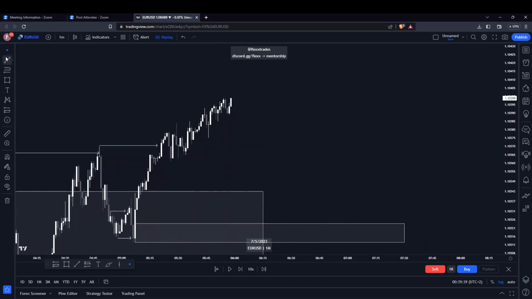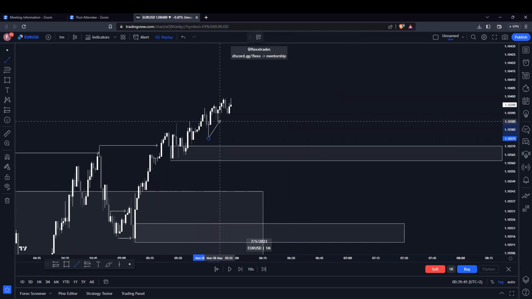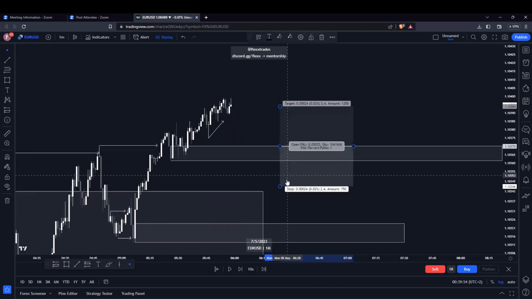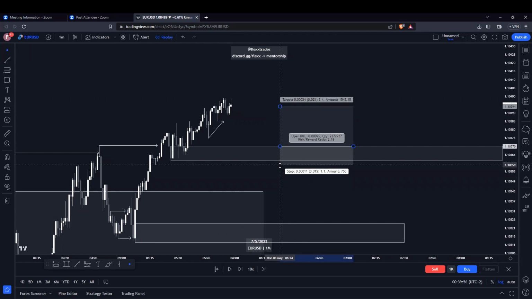Okay, so now we have clearly structure upwards, right? So now I'm going to be taking this zone, because along the way we have some liquidity, and we also have this liquidity right here. So this zone would be a valid zone for me. So now what I'm doing is I'm simply setting a buy limit, right? This is my confirmation. All I needed, right?